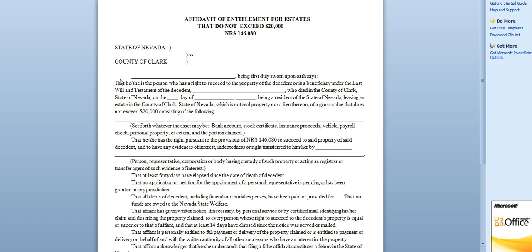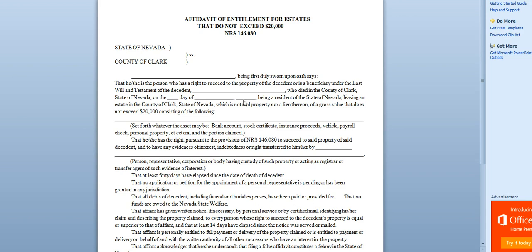See, State of Nevada, County Clerk, and then this is the person, you, that's doing this, the person with the right to succeed in the property under a will, the name of our decedent, our person who died, and then they have him dying in the County of Clark, State of Nevada. If you're using this outside of Clark County, then they could have died in another state. You can just change that language.